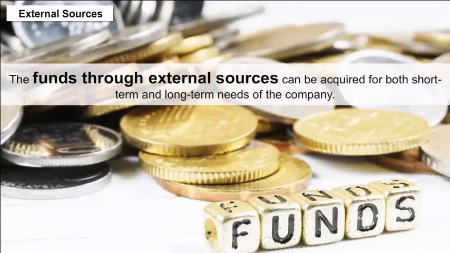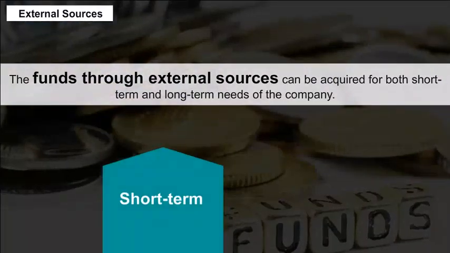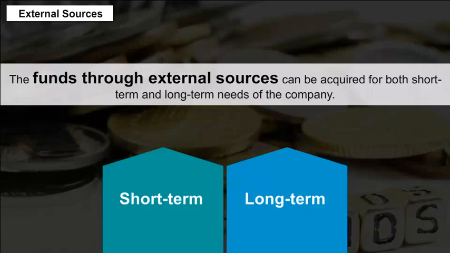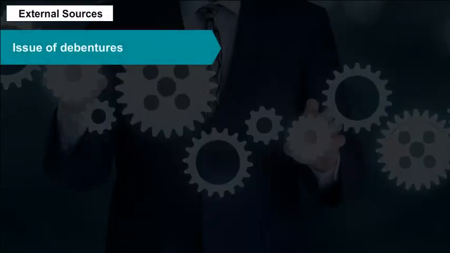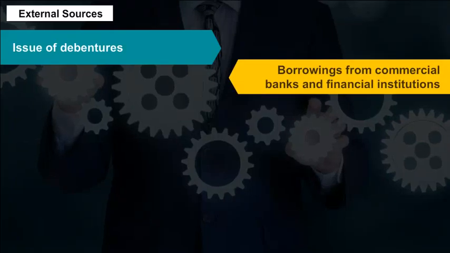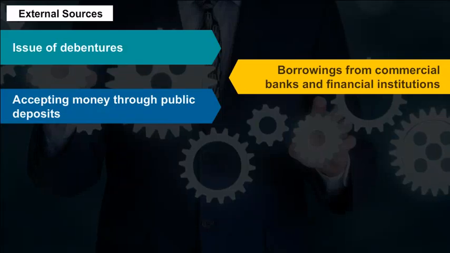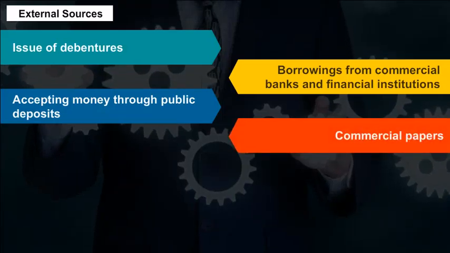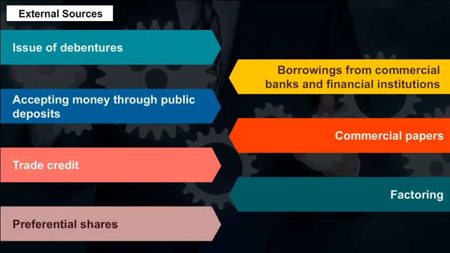The funds through external sources can be acquired for both short-term and long-term needs of the company. The common external sources are the issue of debentures, borrowing from commercial banks and financial institutions, accepting money through public deposits, commercial papers, trade credit, factoring, preferential shares, etc.